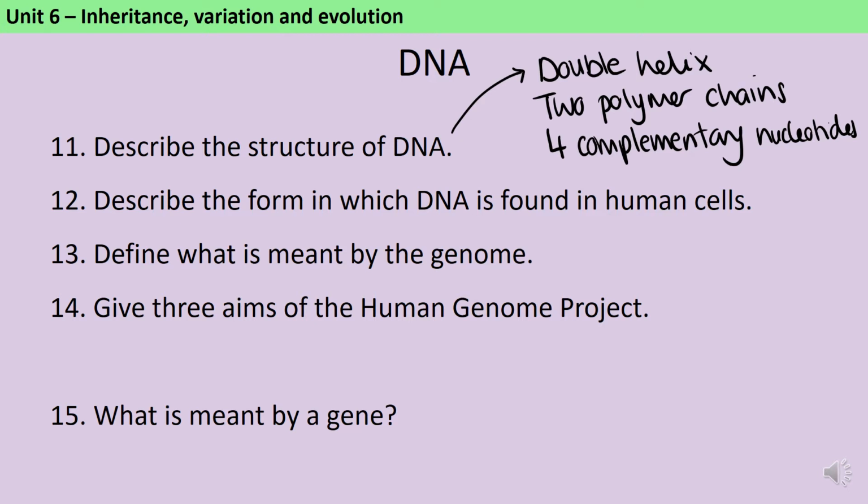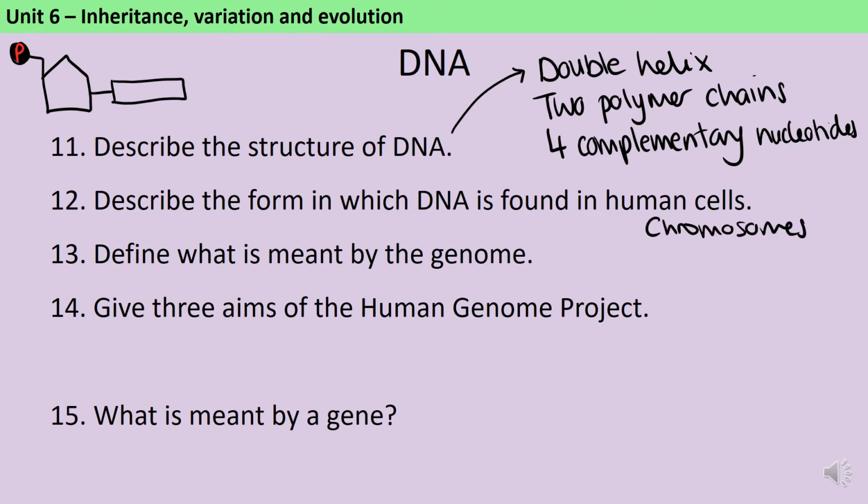The 4 nucleotides are called adenine, cytosine, guanine and thymine, although you can refer to them as A, C, T and G. Each nucleotide looks a bit like this. It's made up of a sugar, which is represented by the pentagon, a phosphate group and also a nitrogenous base. That's the A, C, T and G. In human cells, DNA is found in the form of 23 pairs of chromosomes.